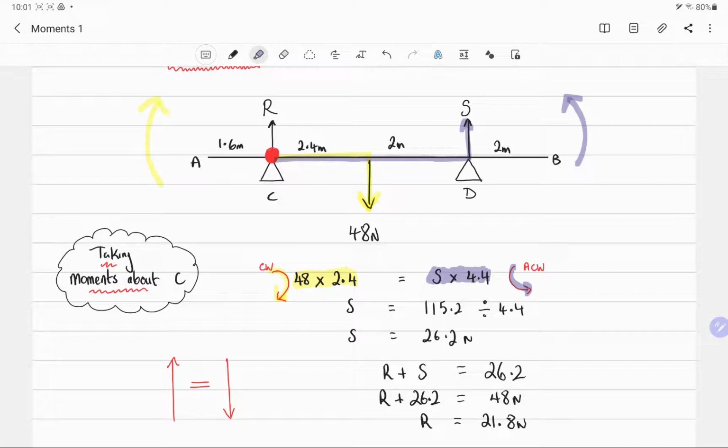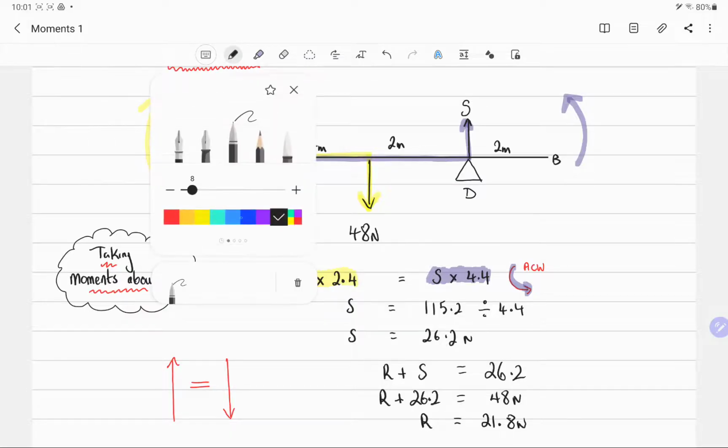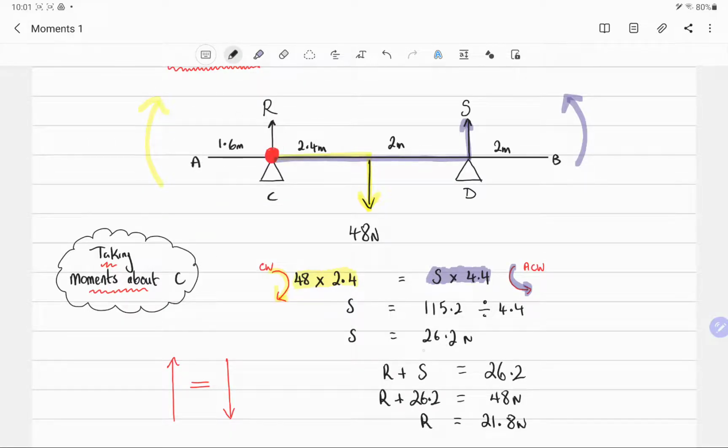So we have to equate the clockwise moment with the anti-clockwise moment about C. So it's just a matter of multiplying things out and rearranging. So 48 times 2.4 is 115.2, and then divide that by 4.4, you get your value of S. S is 26.2 newtons. So that's the first part you have to do for all of these questions. You equate the clockwise moments with the anti-clockwise moments.